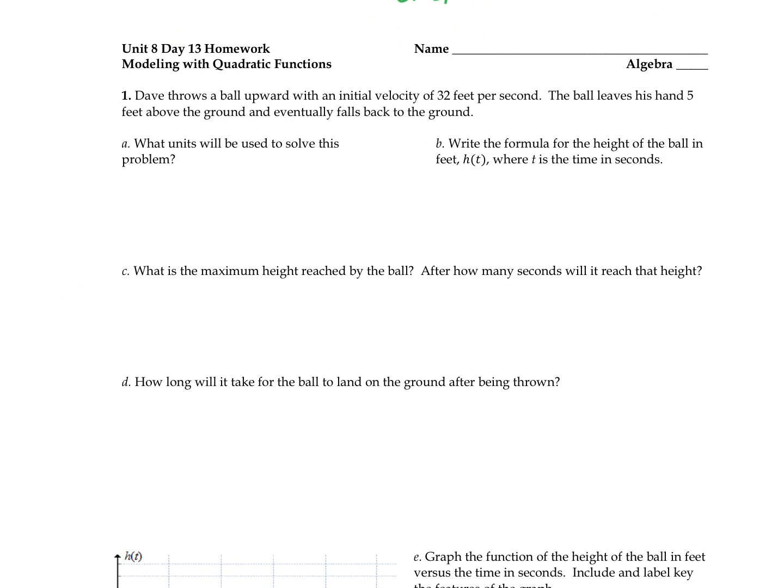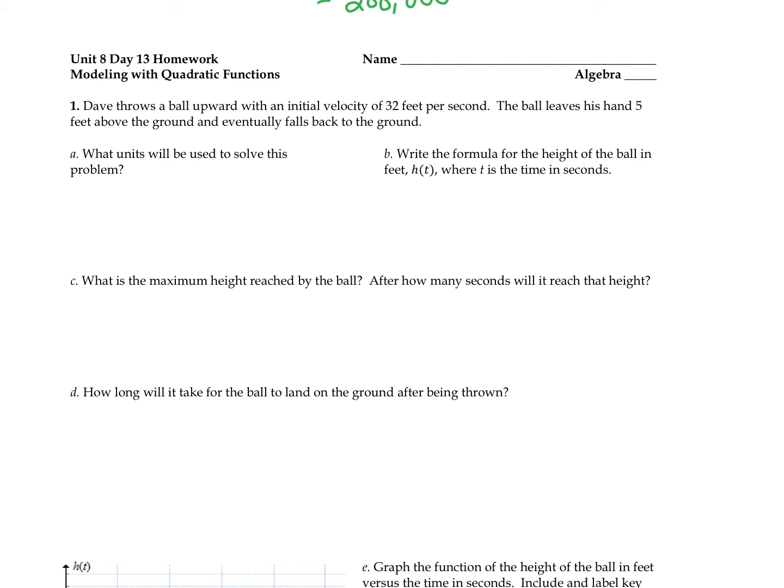All right, we're going to move on to the homework. Just like yesterday, I'll give you some hints to these problems. So it says Dave throws a ball upward with an initial velocity of 32 feet per second. The ball leaves his hand 5 feet above the ground and eventually falls back to the ground. So what units will be used to solve this problem? We're talking about feet and seconds, so feet per second.